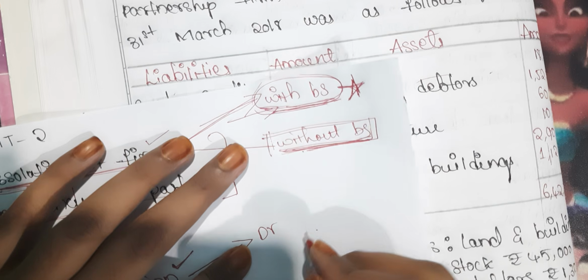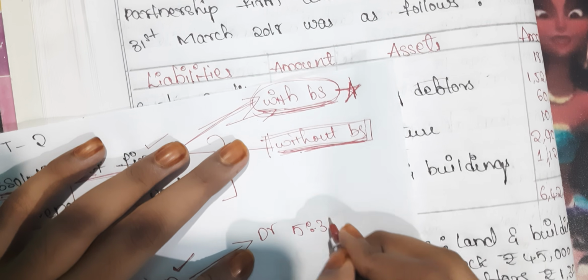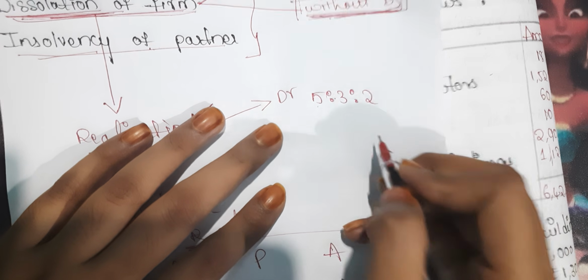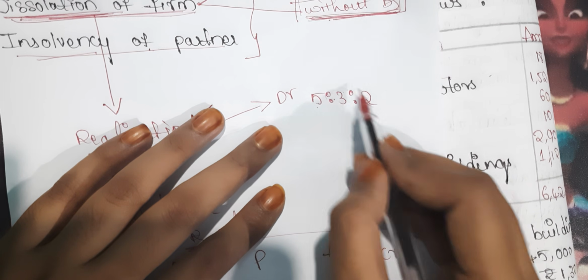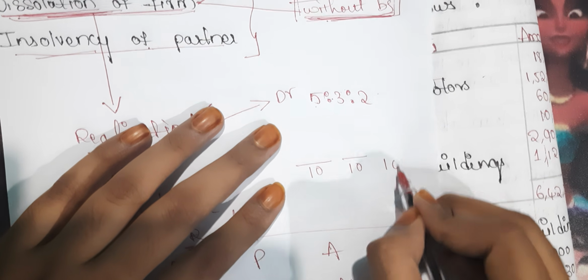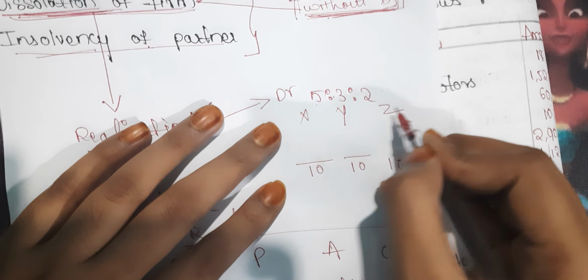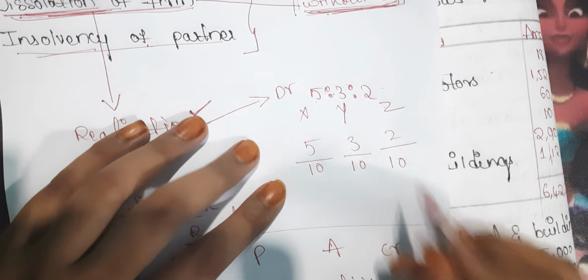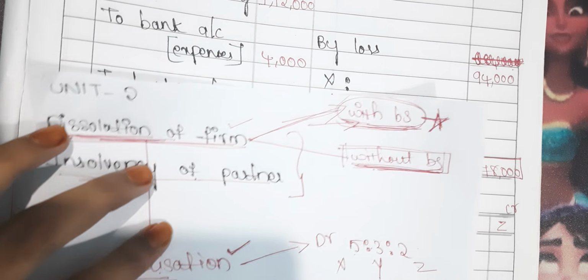How much is the profit sharing ratio? 5:3:2. 5 plus 3 plus 2 is 10, right? 5, 6, 7, 8, 9, 10. So 10 will be in the denominator of all three. Here it is X, Y, Z: 5 by 10, 3 by 10, 2 by 10. This is the ratio of each partner. Is this visible? Yes. So now we are going to distribute this amount to the partners in this ratio.